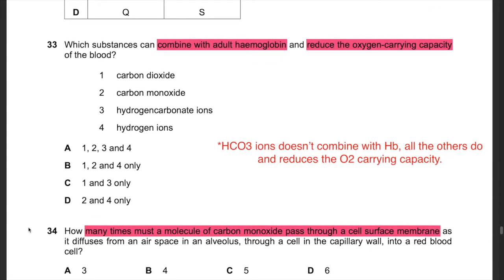Question 33. Which substances can combine with adult hemoglobin and reduce oxygen carrying capacity of the blood? Carbon dioxide can combine with adult hemoglobin, carbon monoxide can combine, hydrogen ions can combine. However, hydrogen carbonate ions don't combine with hemoglobin. Since the others do and reduce the oxygen carrying capacity, the answer is 1, 2 and 4. Option B.